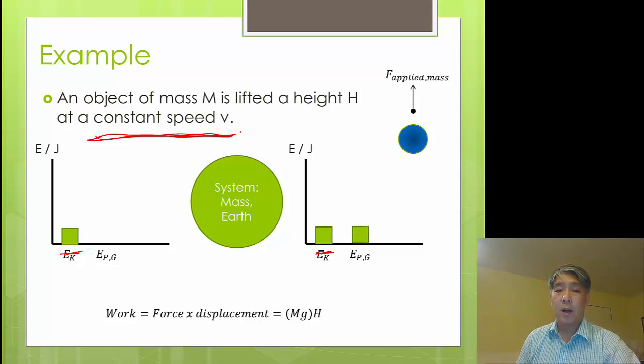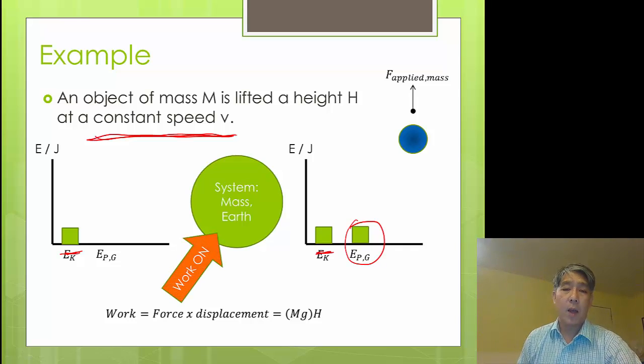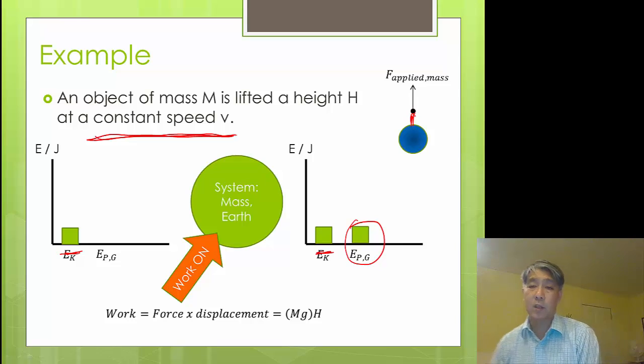And in this case, I end up with additional gravitational potential energy. But where did that gravitational potential energy come from? It came from the work that was being done on the system. And in this case, I'm defining my system as both the mass m and Earth, because what I'm doing is basically stretching this distance, almost like a spring.